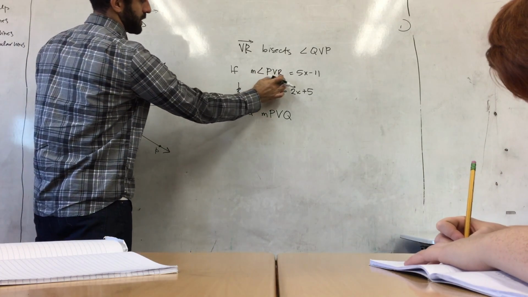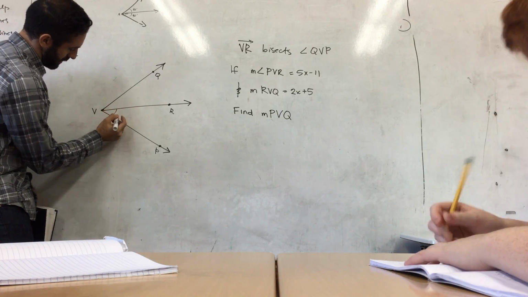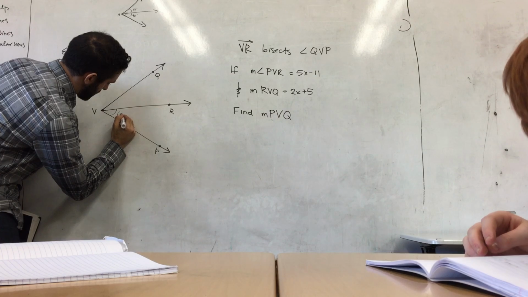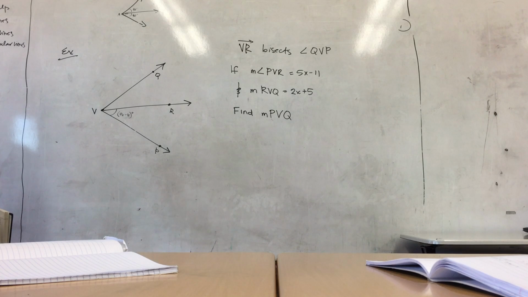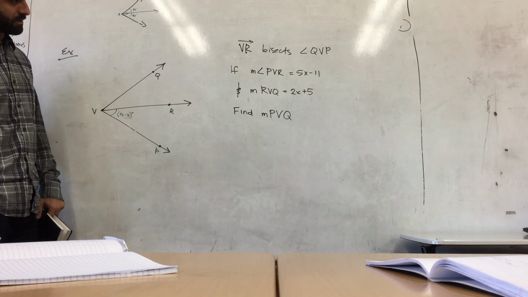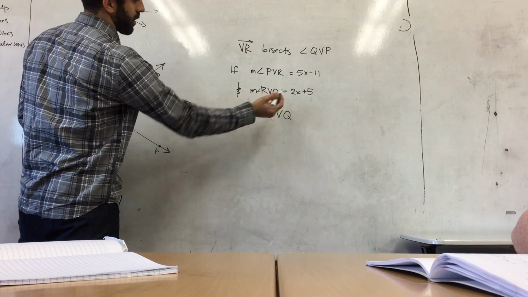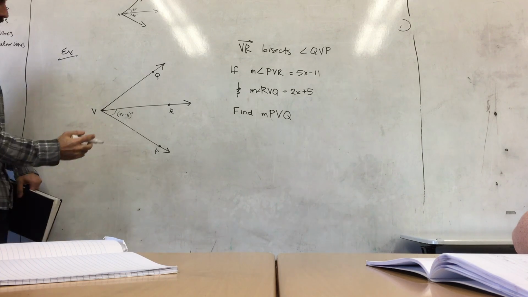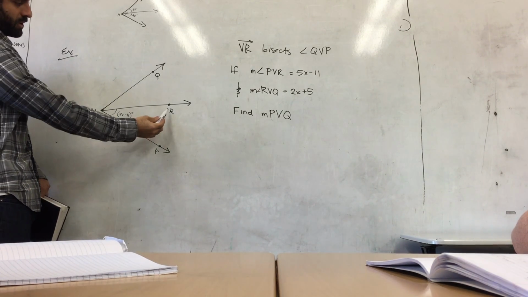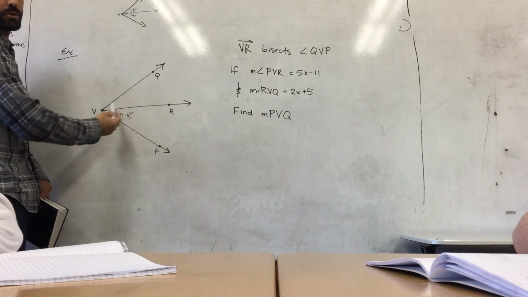If the measure of angle PVR equals 5x minus 11, so here's angle PVR right here, and they're saying it's this many degrees. What about this bit? It's just RVQ. And the measure of angle RVQ, where's RVQ, JJ? Right here, yeah, R and then to the V and then to the Q. Okay, you guys all okay with this?